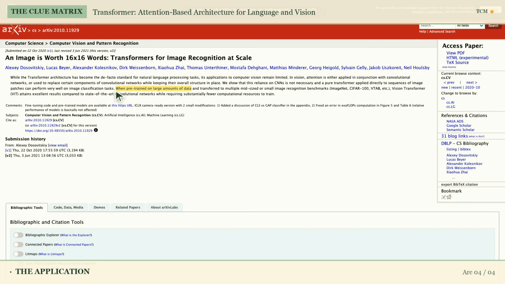But it says, when pre-trained on large amounts of data. Is that a catch? Does it always need huge datasets? That's an honest limitation. CNNs have built-in inductive biases for images. Transformers, being more general, need more data to learn those biases from scratch. So the generality comes at the cost of needing more data if you don't have specialized convolutions?